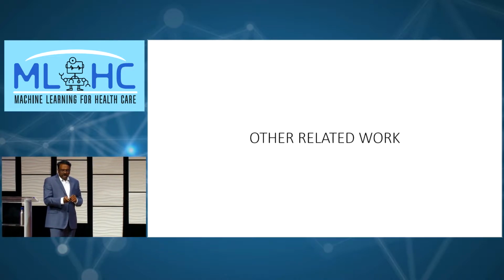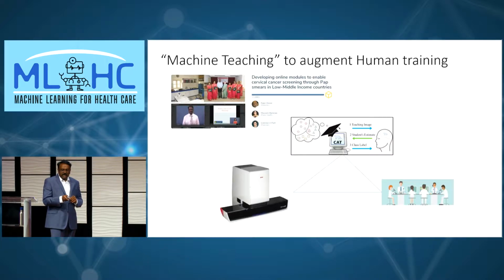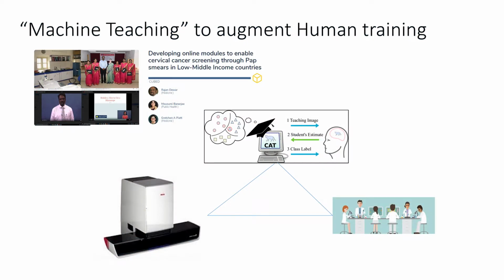I'm going to talk very briefly about my other projects in a related area, and then we'll have a few more minutes for discussion. So the machine teaching to augment human training is a requirement, because in order to screen about 300 million, 250 million women, we are going to be needing a large number of lab technicians who would assist in the screening.